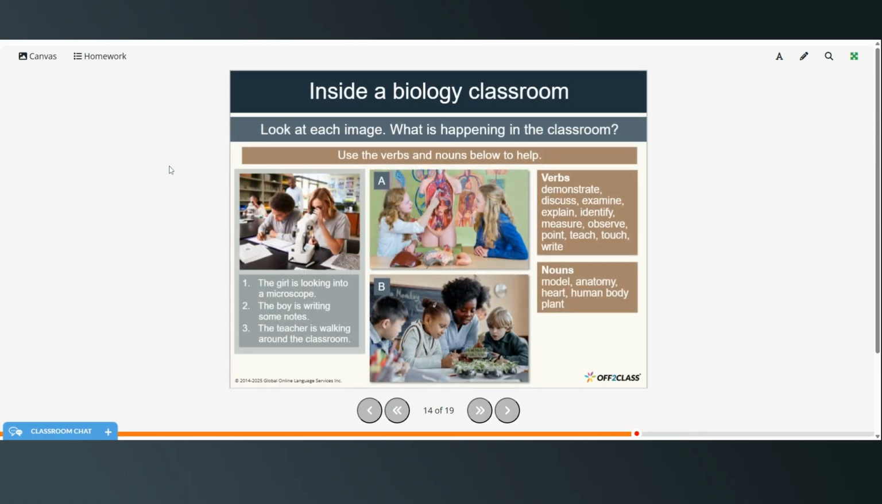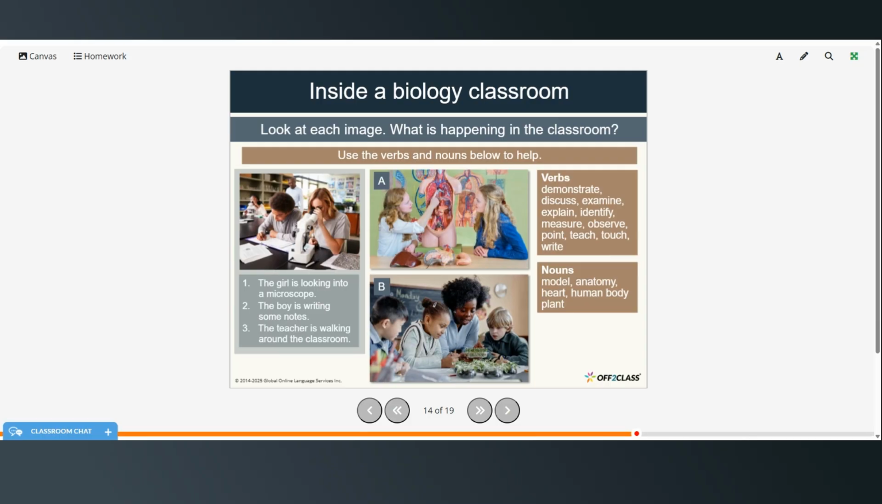All right, so now look at each image and then use these verbs to help describe what is happening in the classroom. So the verbs are demonstrate, discuss, examine, explain, identify, measure, observe, point, teach, touch, write, and the nouns model, anatomy, heart, human body, plant.